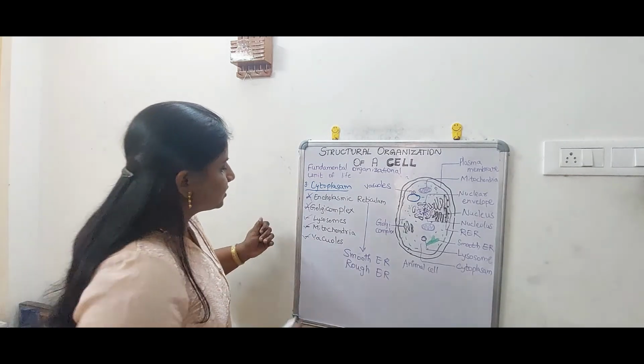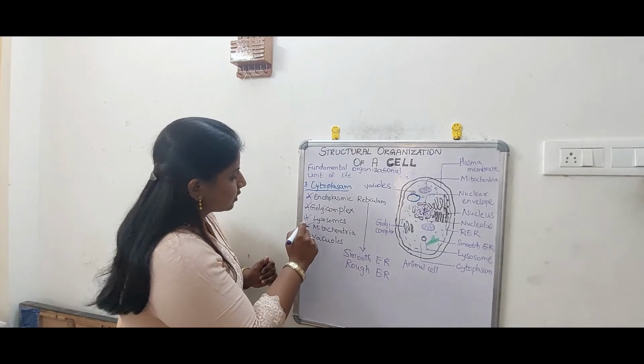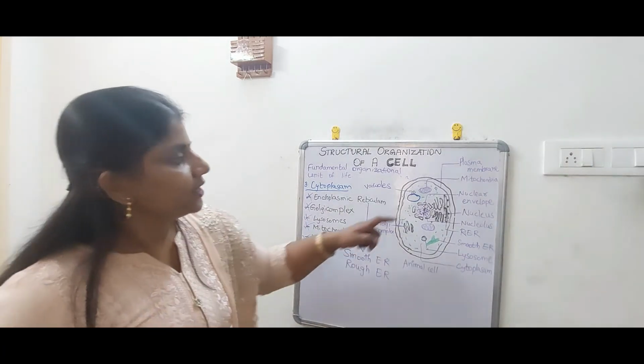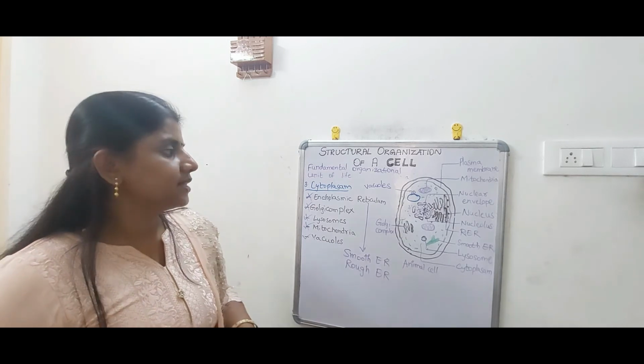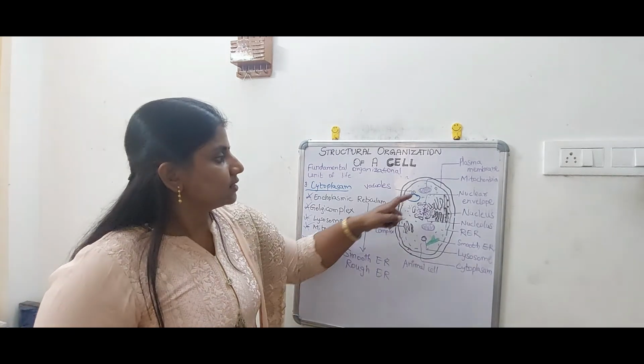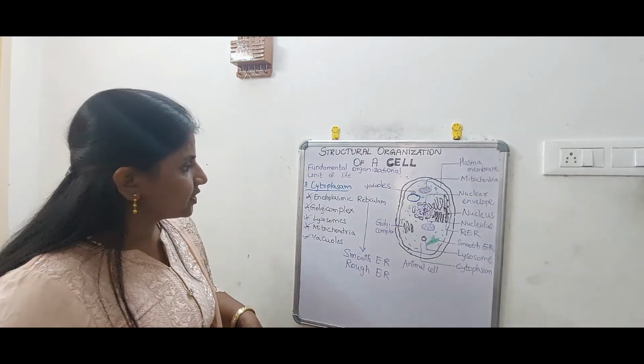And next one is mitochondria. So lysosomes are over. Next one is mitochondria. This mitochondria is the powerhouse of the cell. It helps in the respiration process.